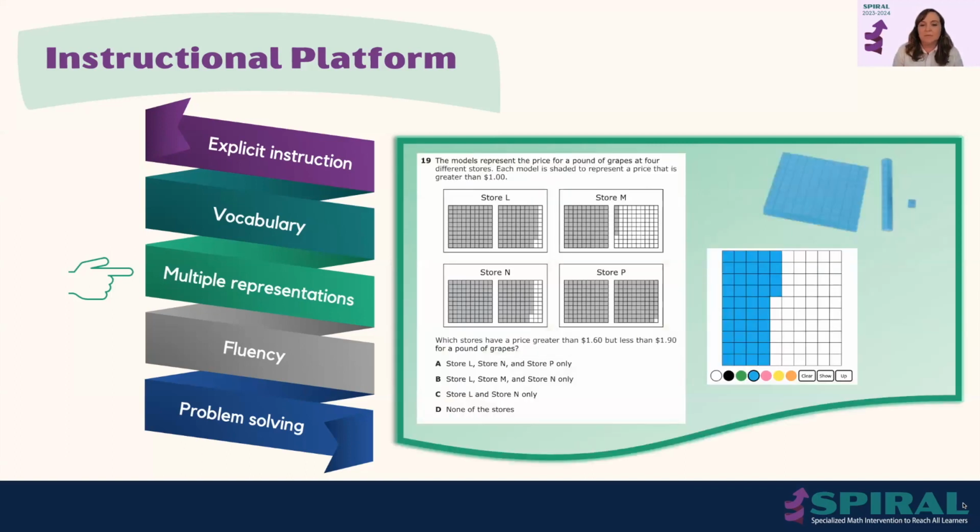So here's an example from a directive word problem. Here, students are expected to read these visuals to determine which of these represents a price that's greater than $1.60 but less than $1.90. So the visuals are there in the problem, but maybe you want to use virtual manipulatives. So there's an example of a virtual 10 by 10 grid that you can color in to represent something very similar to what students would see on this star question.